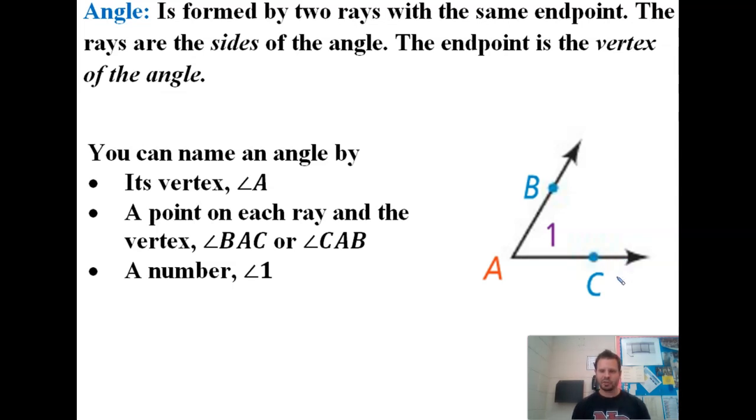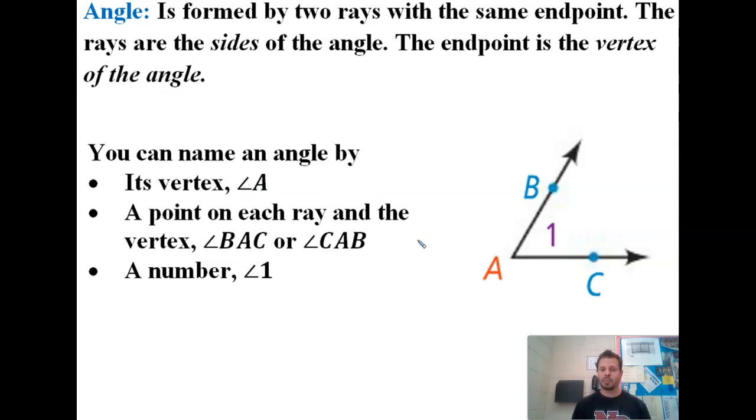And I've got a bunch of different letters and numbers on here. There's going to be a few ways we can name angles. And as we go through, we'll see advantages and disadvantages to each. The first is with just the vertex. So the vertex of this angle here is A, so I can call this just angle A. This little symbol that looks like an angle is the angle symbol. So probably the simplest way we can name this is just angle A.